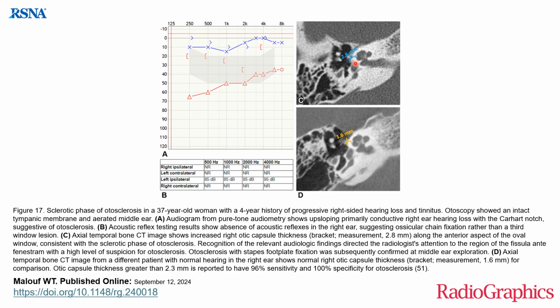You can see this thickening by this measurement tool that demonstrates 2.8 millimeter thickness. So normally this otic capsule should be less than 2.3 millimeter. As you can see on this normal side, this measures 1.6 millimeter. So whenever we have this thickness of the otic capsule more than 2.3 millimeter on CT, that is suggestive of otosclerosis with a high accuracy rate of 96% sensitivity and 100% specificity. So this is a case of sclerotic phase of otosclerosis.